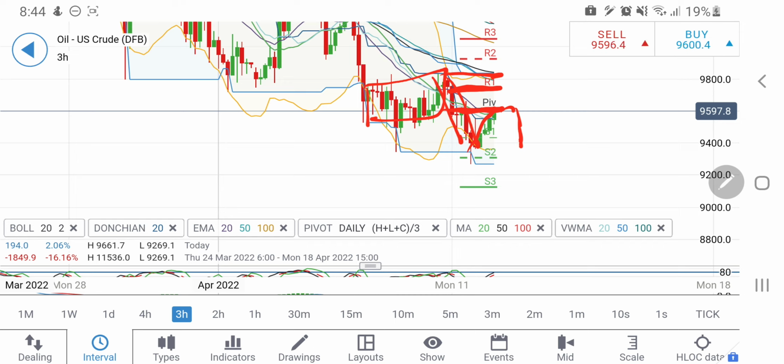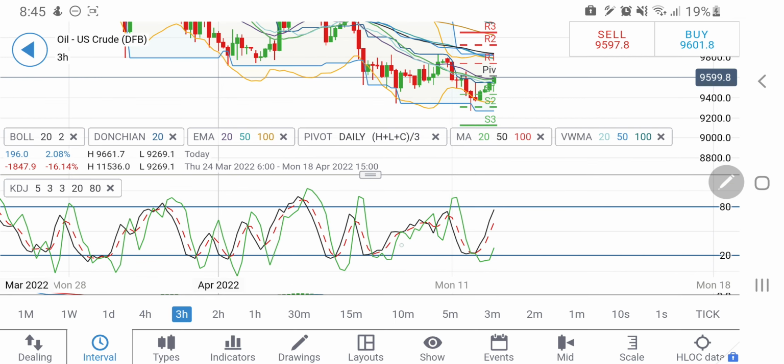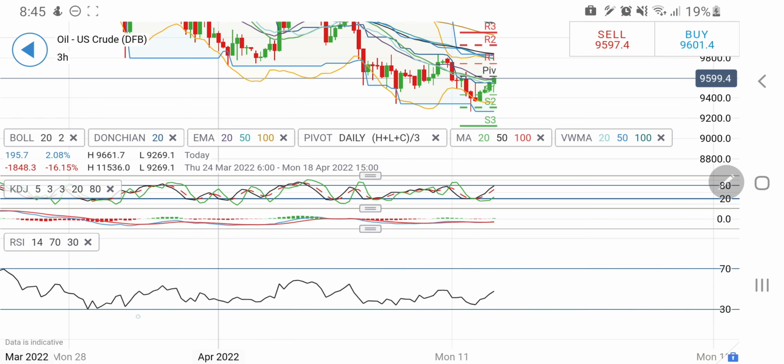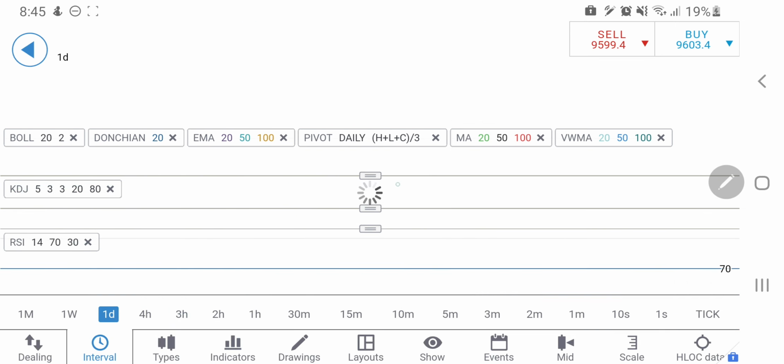And below that, if it breaks 93.5, you can expect it to slide again towards 92 and $91.3 levels. Below that, $90 levels are anyways going to remain a strong support for crude oil. Now look at the daily stochastic looking upwards. MACD is trying to cross over here, but not showing any signs there.